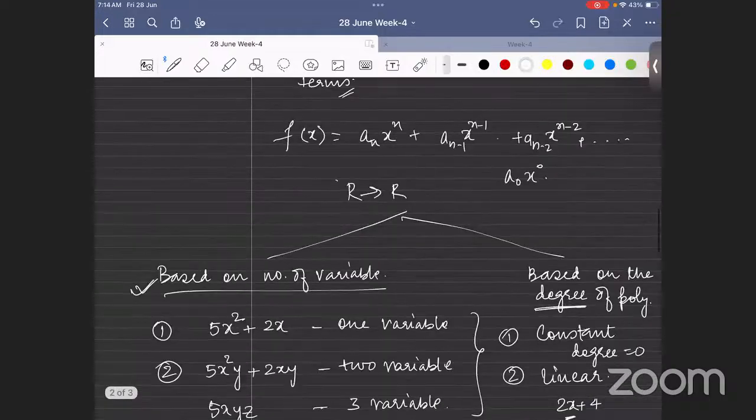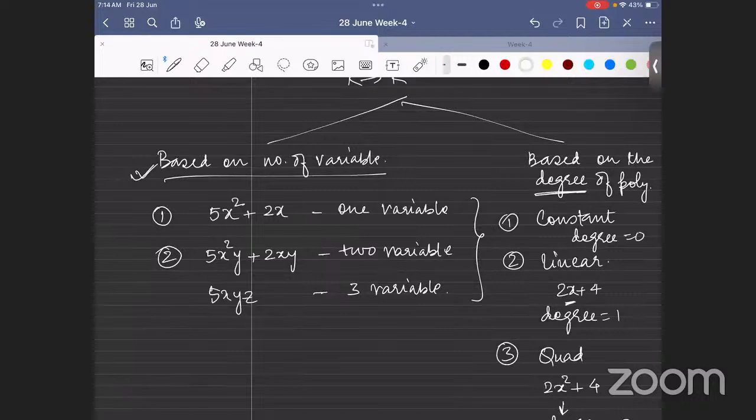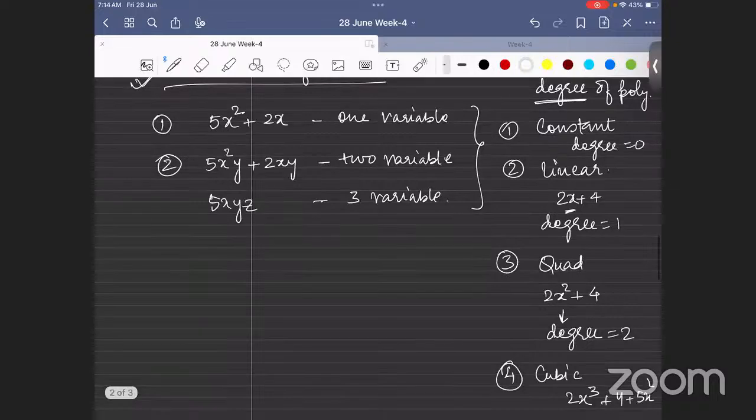So till now we have just discussed the polynomial, and then on the basis of the number of variables it can be divided: one variable, two, three, four, five, like n variables. Then you have a classification based on the degree of the polynomial. If you have a constant function, the degree is not defined, like zero basically. If you have a straight line equation, or a linear equation, the degree is 1, so you call it linear. Similarly for quadratic the degree is 2, for cubic the degree is 3.